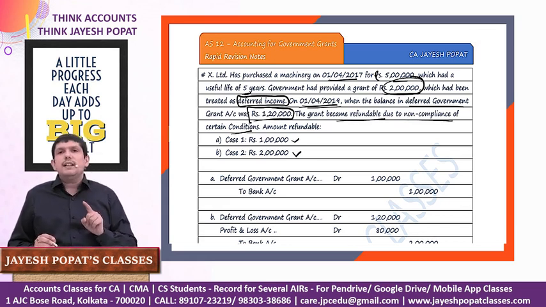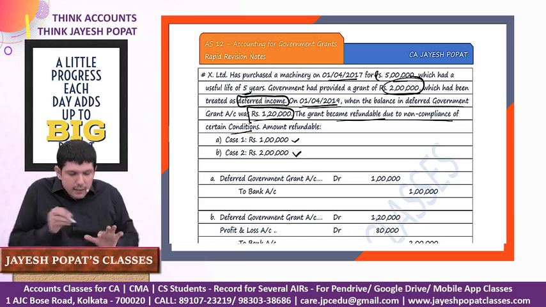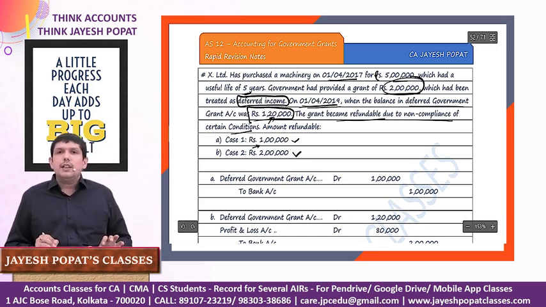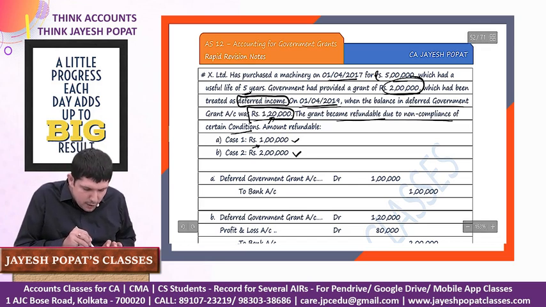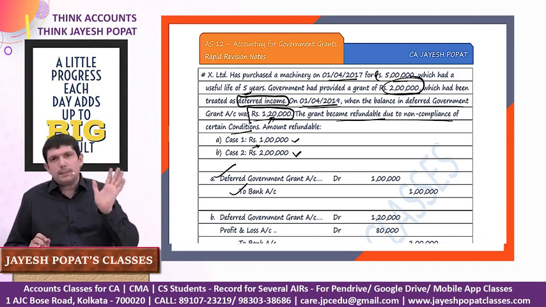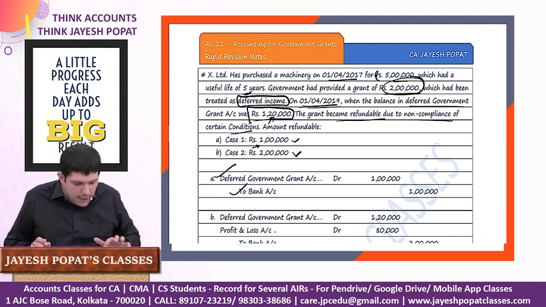So if there is a deferred credit, you have to reverse that deferred credit. The balance in deferred credit is 1,20,000, whereas in the first case refund is only 1 lakh. So your entry will be deferred government grant debit 1 lakh to bank account 1 lakh. Balance 20,000 will be credited to the PL as per the proportion of depreciation on the asset.